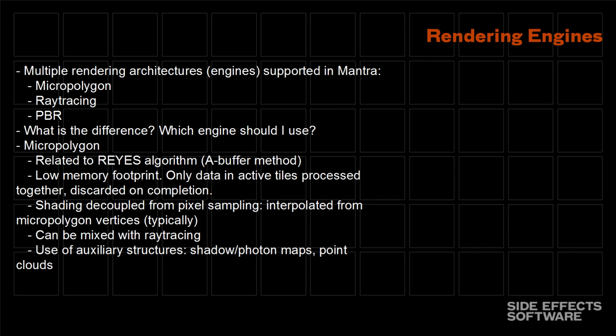In Mantra also, micropolygon rendering can be mixed with ray tracing. So the techniques for actual intersection can be different from your traditional micropolygon A-buffer renderer. You can use ray intersection with them. You can actually mix PBR with micropolygon rendering as well. So there's a lot of crosstalk between the various engines as well, and you'll find that flexibility gives you a lot in terms of an artist coming to the table and trying to figure out how to leverage the best technology for your project. The other thing that we find with micropolygon renders is there's often the use of auxiliary structures to handle things like global illumination, shadows, and they're often handled through buffers or maps, shadow maps, photon maps, and point clouds.